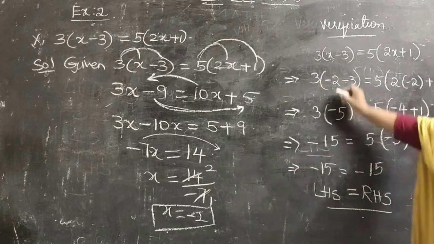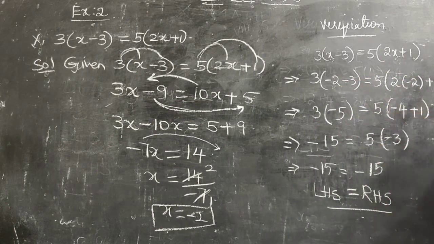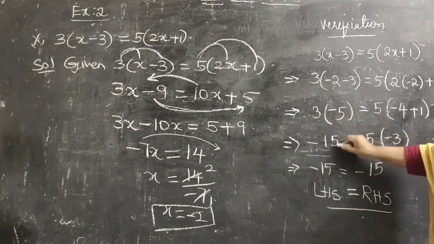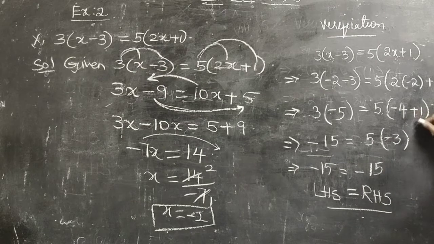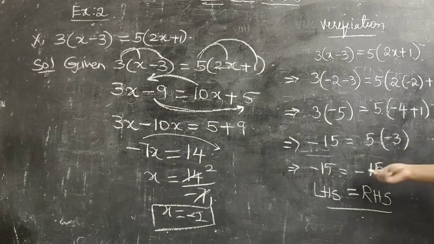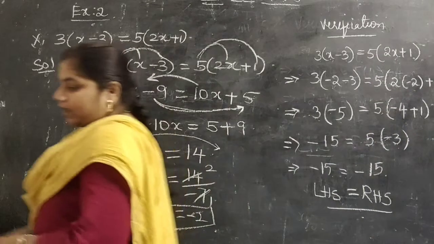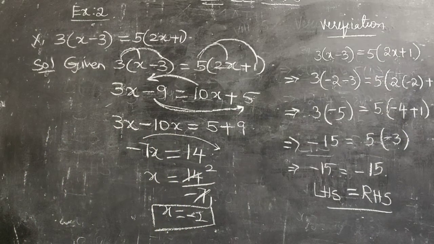Now 3 as it is, minus 2 minus 3 will be minus 5. 5 as it is, plus into minus is minus, 2 2s are 4 plus 1. So plus into minus is minus, 3 5s are 15, is equal to 5 I wrote as it is, minus 4 plus 1 will be minus 3. So minus 15 is equal to, plus into minus is minus, 5 3s are 15. So you got the LHS part is equal to the RHS part. So with this our exercise 2 is completed. So we will start our exercise 3.